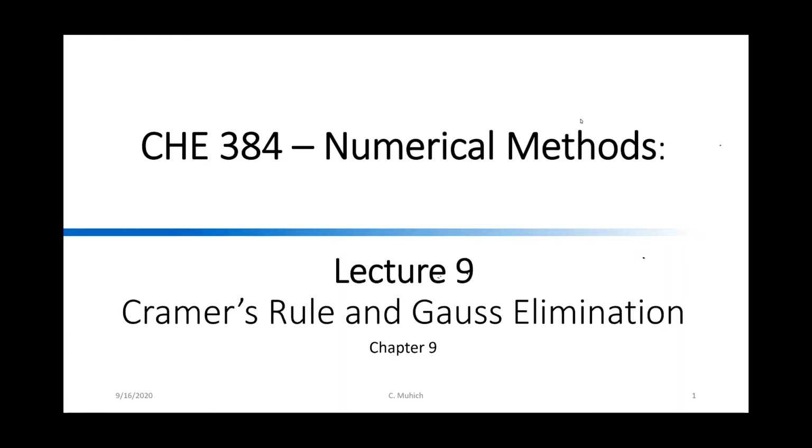Welcome back, class, to lecture 9, in which we're going to move away from just talking about matrices in general and start solving those sets of simultaneous linear equations by hand.